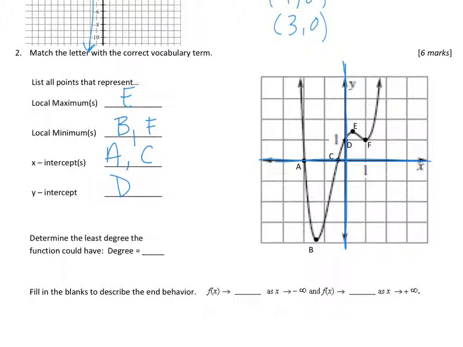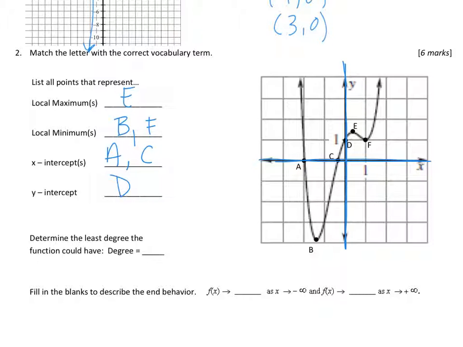So we should use all of the points. There shouldn't be any left over. So quick check, yes, we use them all at least once. Sometimes a local maximum or local minimum can be an x-intercept or y-intercept as well. So they can be used twice, but you do want to make sure you use them all.